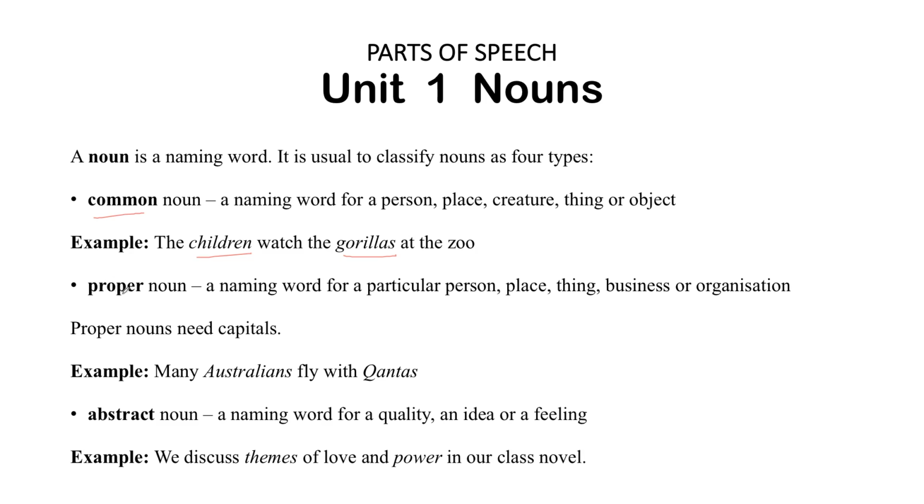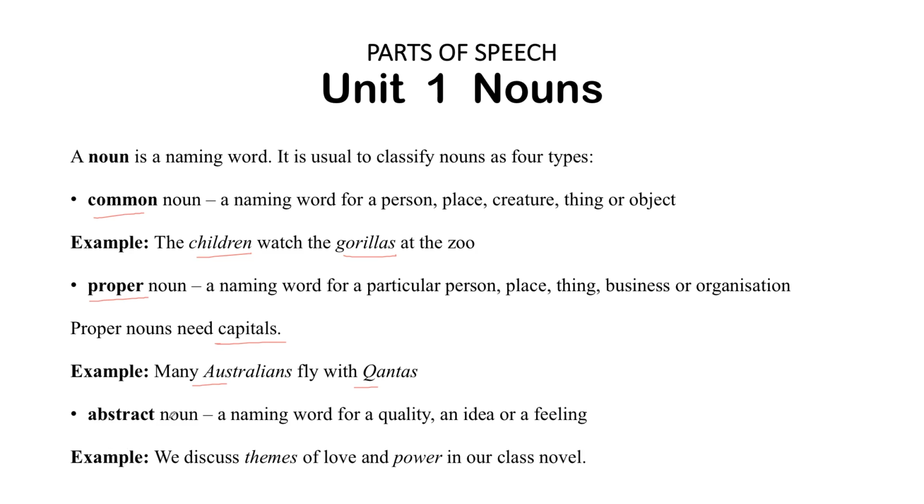Our next one is proper noun. Now a proper noun is a naming word for a particular person, place, thing, business or organisation, and they need capital letters. So in this one, many Australians fly with Qantas. Both Australians and Qantas are proper nouns.